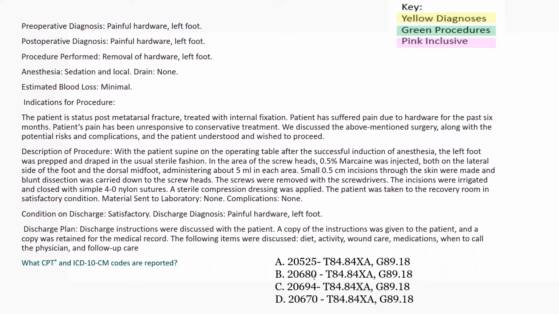Complications, none. Condition on discharge, satisfactory. Discharge diagnosis, painful hardware left foot. Discharge plan. Discharge instructions were discussed with the patient. A copy of the instructions was given to the patient and a copy was retained for the medical record. The following items were discussed: diet, activity, wound care, medications, when to call the physician, and follow-up care. All right, 2.5 minutes, coders, and your time starts now.